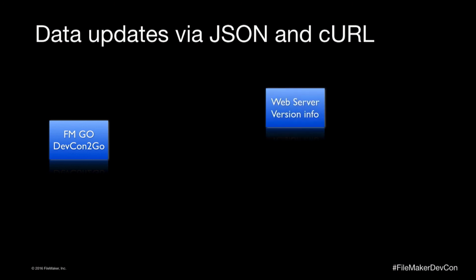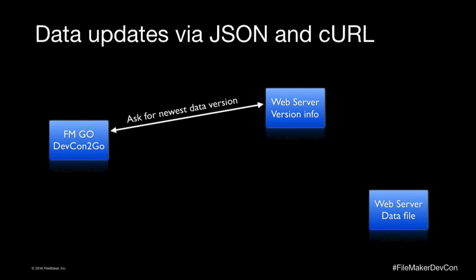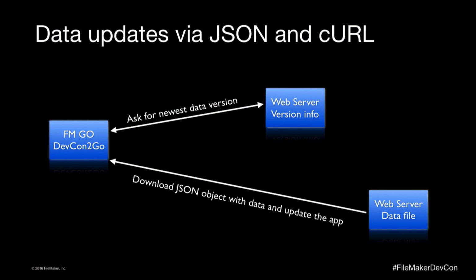But the concept is, again, we have the DevCon2Go file. We ask a web server, because it can handle high traffic, for a new version. It's a simple text file that sits on the web server. We are just getting the content of that file, and within that file there are 2 lines with version info, one for the app itself and another one for the data. And if that data version file says that it has an update, then we ask a web server to download the JSON object and update the app. The JSON object is basically just a text file where the content is the new data that we want to put into DevCon2Go, and it is formatted as a JSON object, so that we can use the new parsing functions for parsing into DevCon2Go.